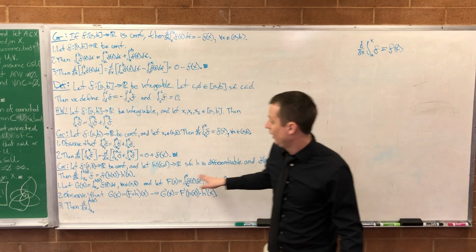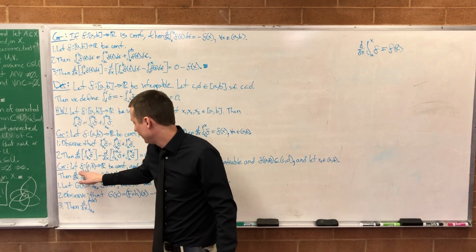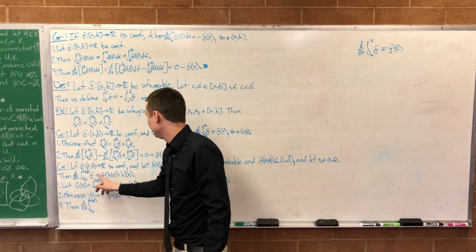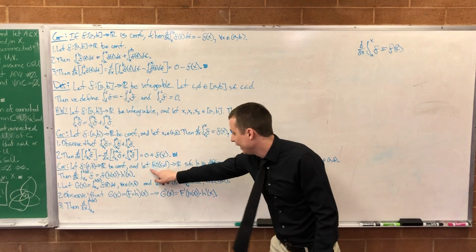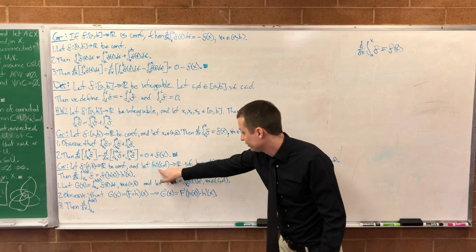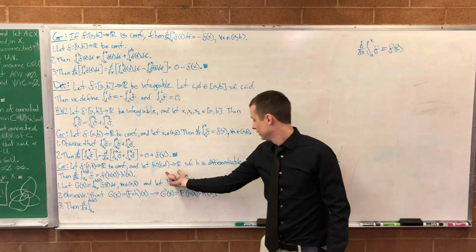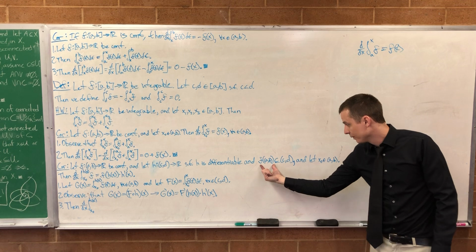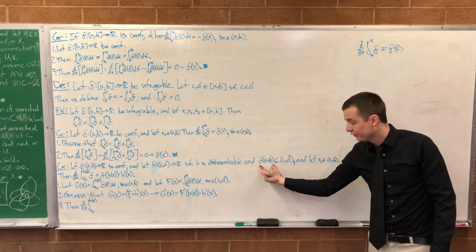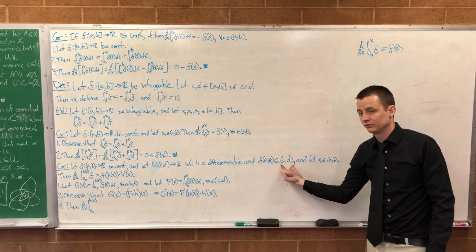Okay. Our last corollary. Let f from the open interval (a,b) to R be continuous, and let h from (c,d) to R be such that h is differentiable and the image of f is a subset of the open interval (c,d).